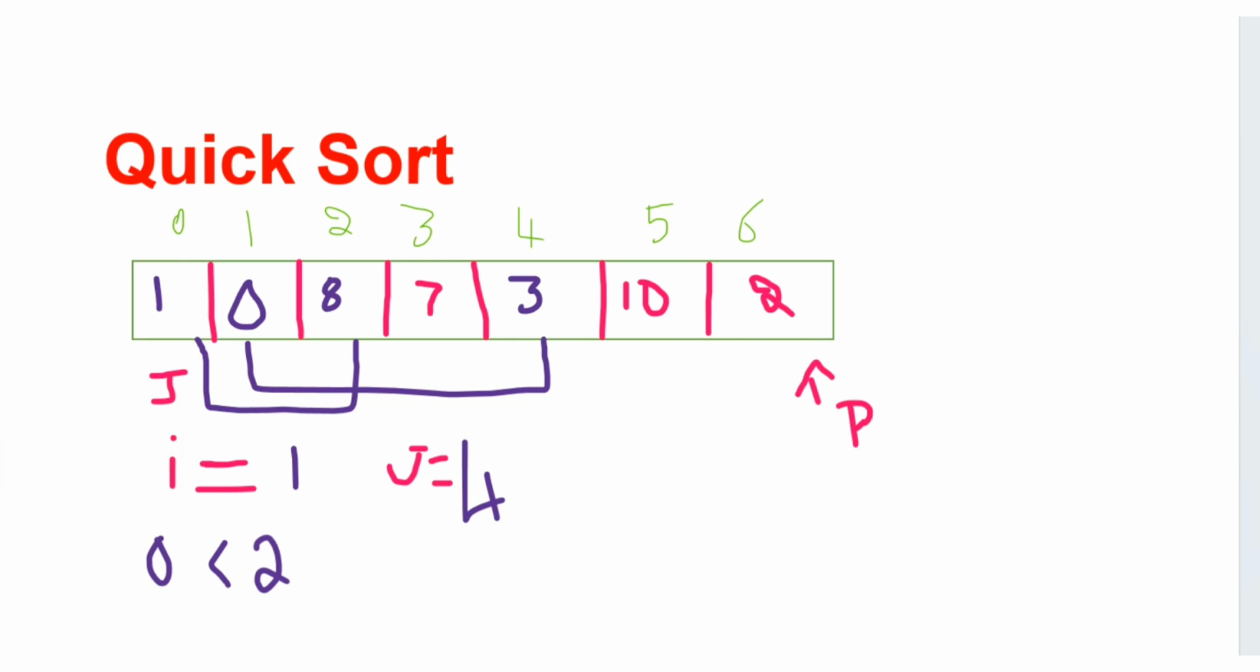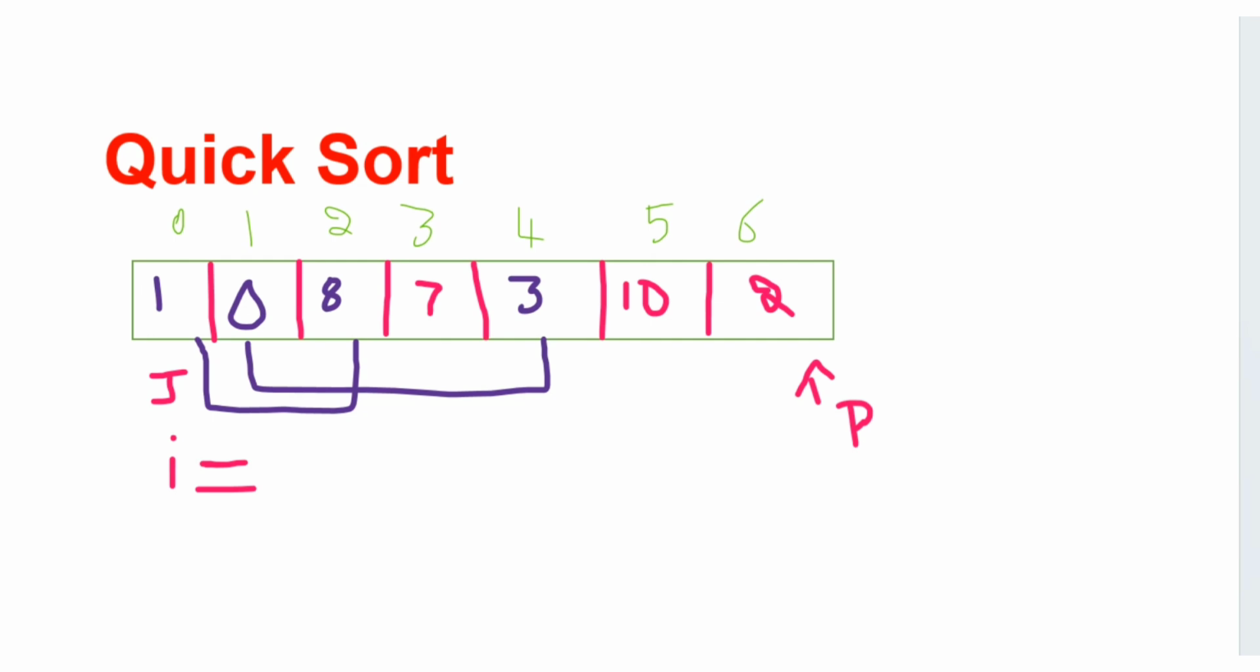So next, increment j. J is 5. Is 10 less than 2? No. Is 10 greater than 2? Yes. So there is no need to do anything. Now the traversal of j has ended. The last element 2 is the pivot. Now j has traversed 1, 0, 8, 7, 3 and 10.